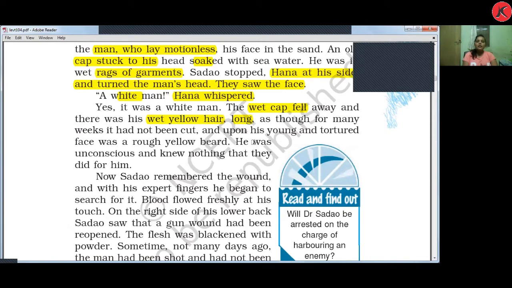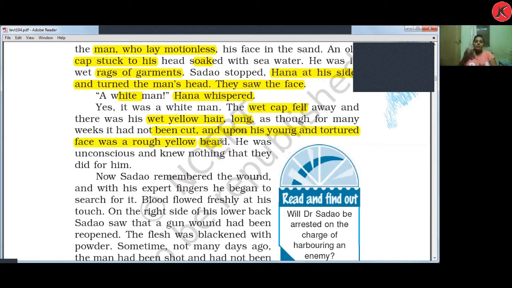Upon his young and tortured face was rough yellow beard. Okay, so the full description is given here of how the man was looking. His face was bad, his cap was bad, his yellow hair looks untidy, and it is not cut for many days. And upon his young and tortured face, his face has so many injuries. It means that he was tortured, and there was a rough yellow beard, untidy and unset.